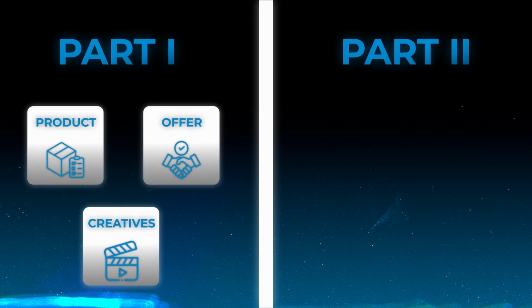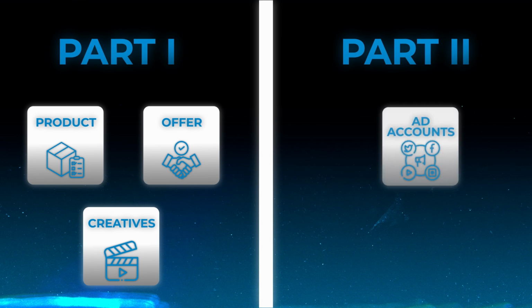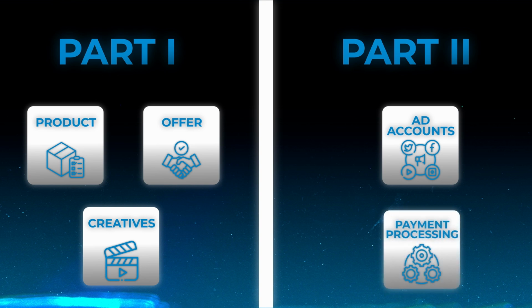So I'm gonna divide this into two parts. I'm gonna talk surface level, like the product, the offer, and the creatives. Once we have that out of the way and you guys have a good understanding, we're gonna deep dive into the back end stuff like the ad accounts, the payment processing, credit lines that were used, etc.